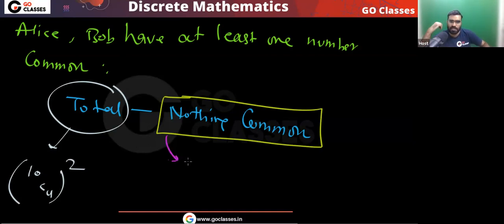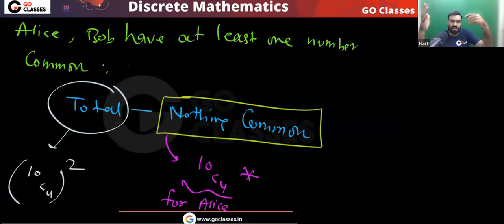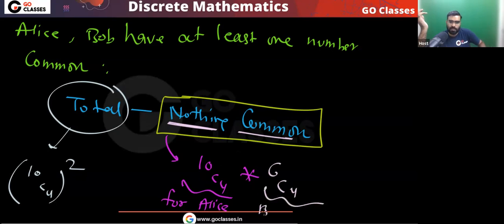See, now Alice can choose anything. These many choices for Alice. Alice can choose any four numbers. Now, Bob has how many numbers to select from? Nothing common. Alice can choose any four numbers, now from the remaining, Bob has to choose.